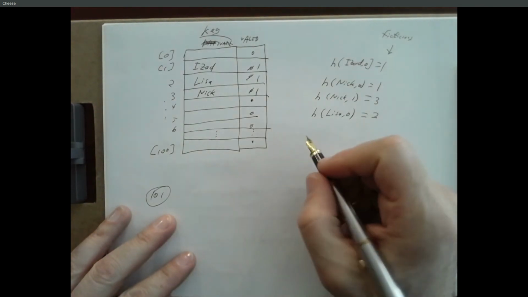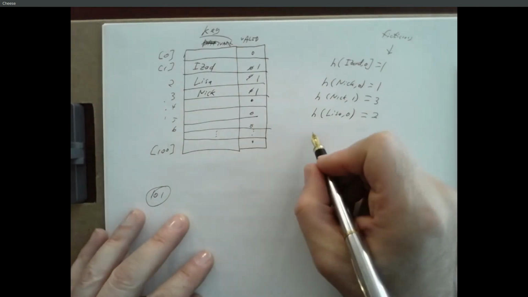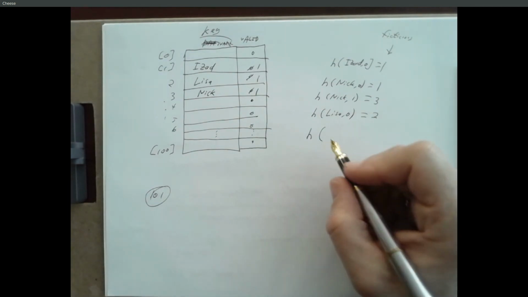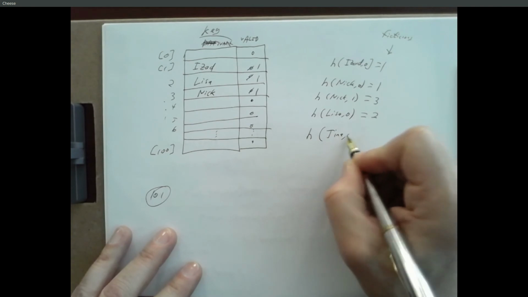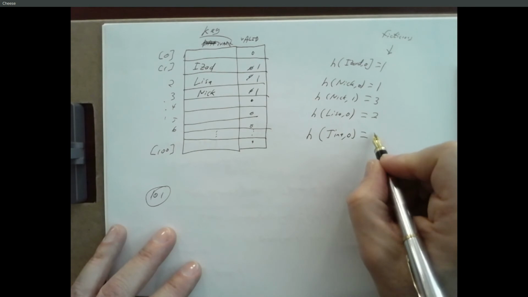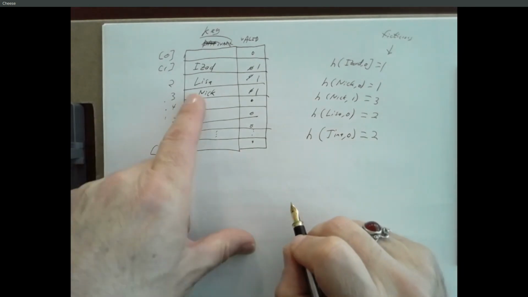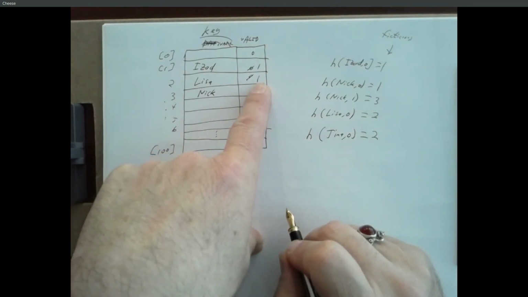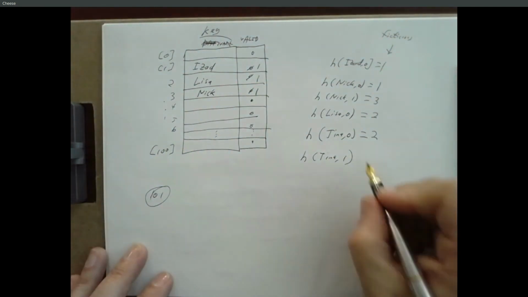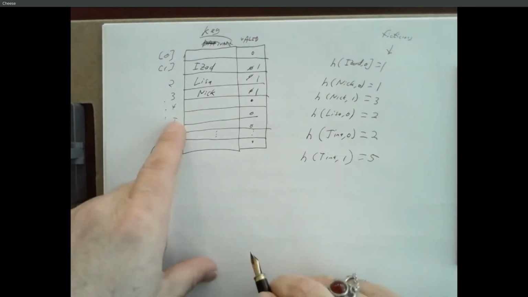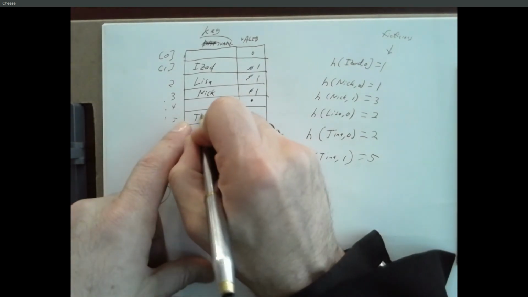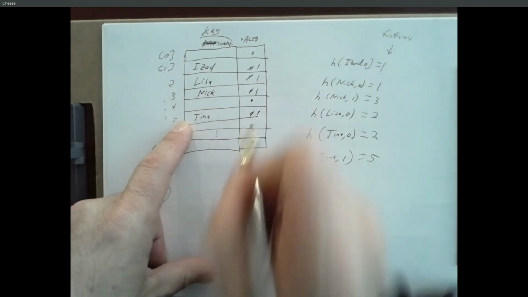Okay, so we can insert into the table. Let's hash Tina, and that gives us a 2. And we go to location 2, we check the valid, we got a collision. So we'll rehash with a probe of 1, and that gives us a 5. And we go to table 5, and valid is 0, that location is available. Copy Tina into location 5, set the valid flag.